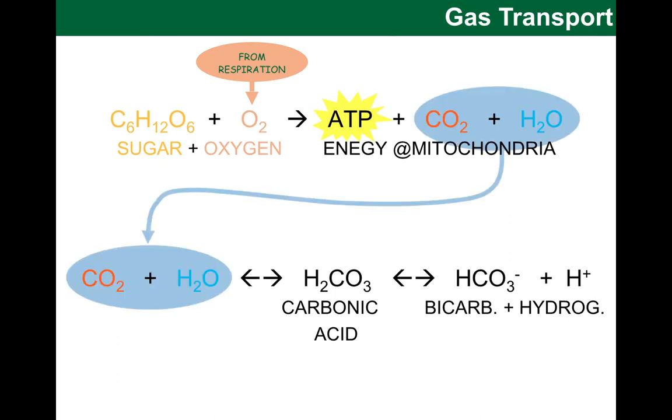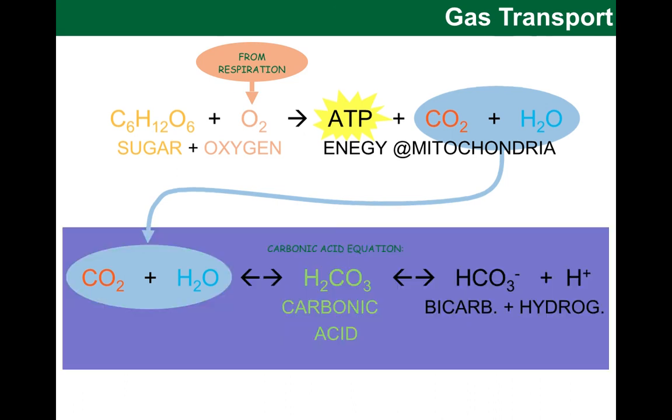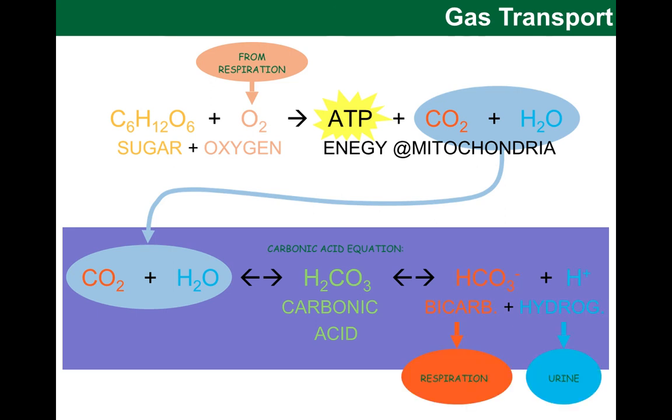Now, this is where I said that let's look at how carbon dioxide is transported. Well, when you have carbon dioxide and water, they can be converted into carbonic acid. And this series of reactions is known as our carbonic acid equation. So carbonic acid, in turn, can be converted into bicarbonate and hydrogen.